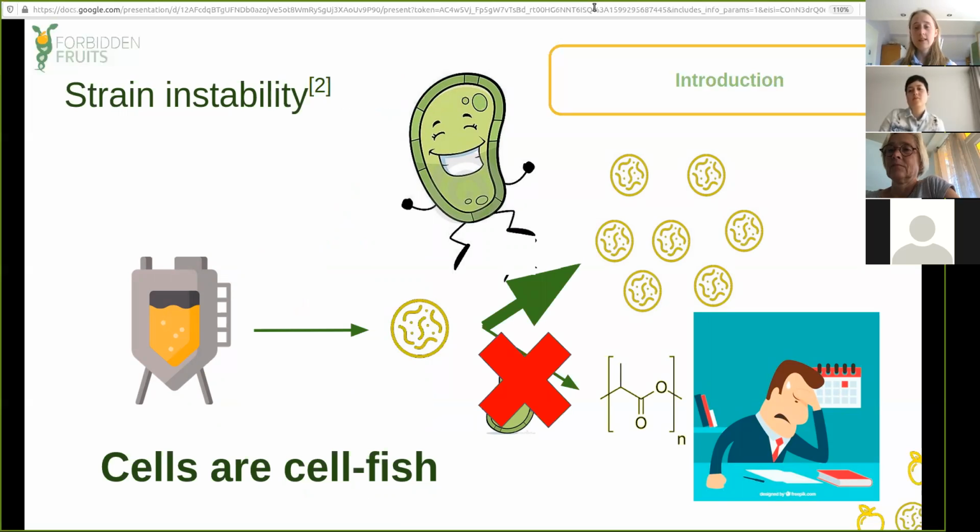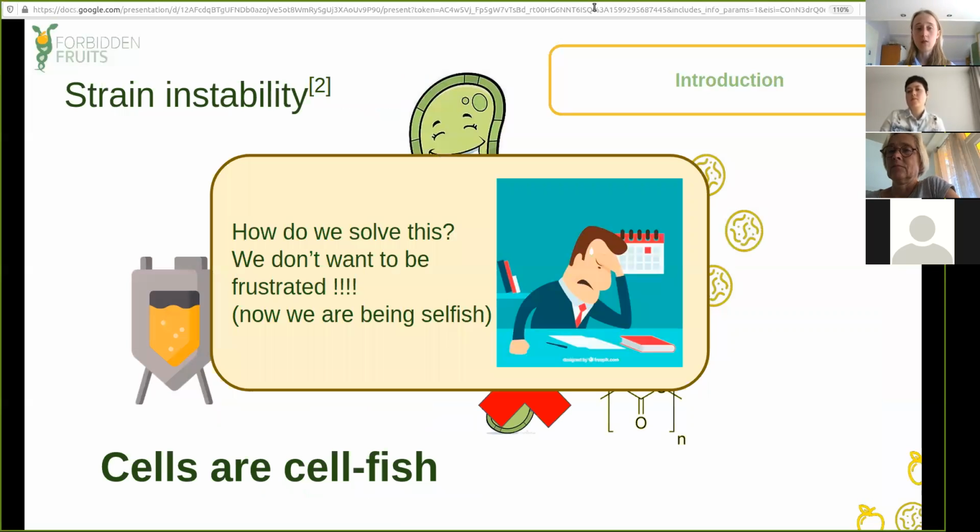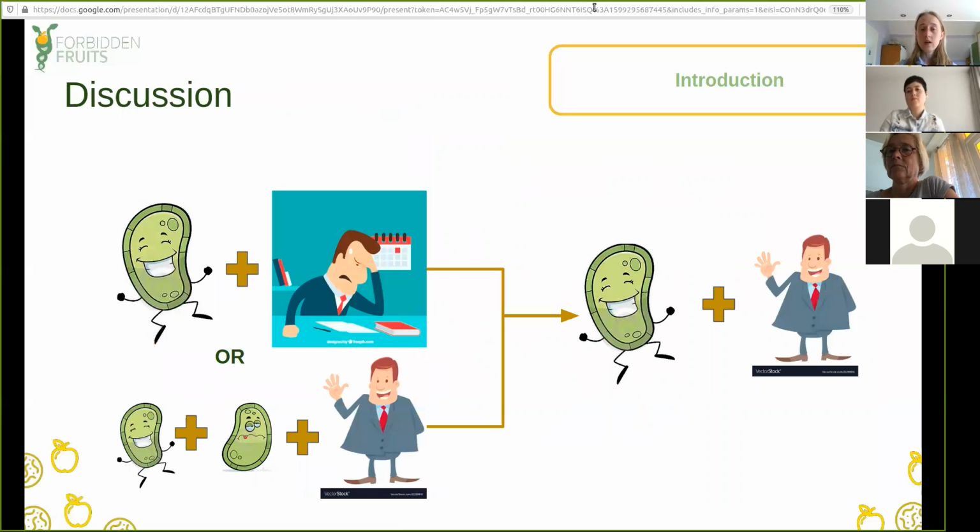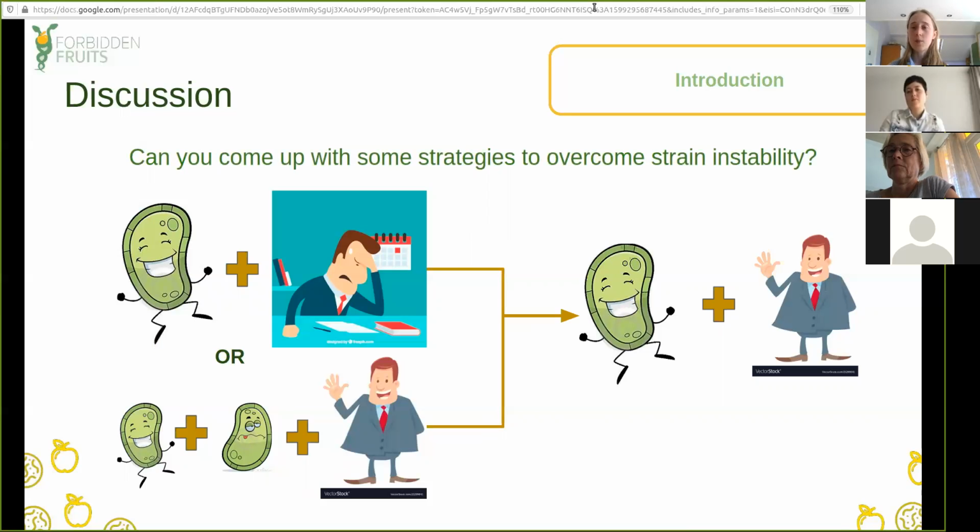And now this is a problem for us because we don't want to get frustrated, because we're selfish as well. How do we solve this? Well, that's a good question. Can you come up maybe with some strategies to overcome this strain instability? Ways of maybe very simple things you can do to force the microbe to do what we want? Do you have an idea? Yeah, you have an idea. Think hard.